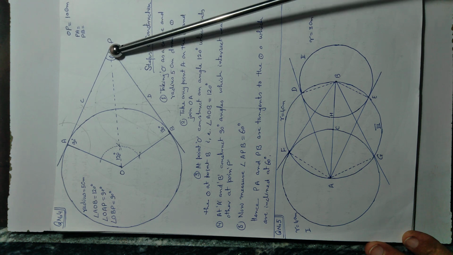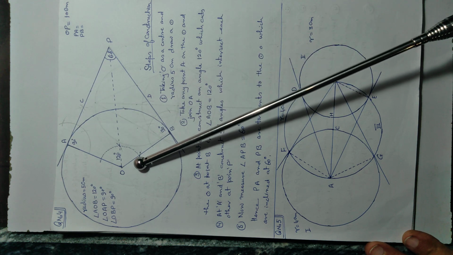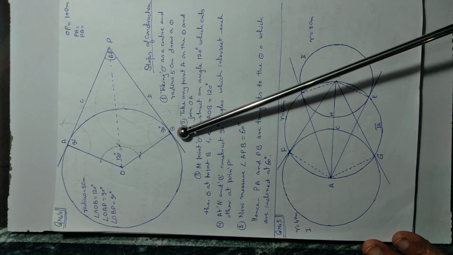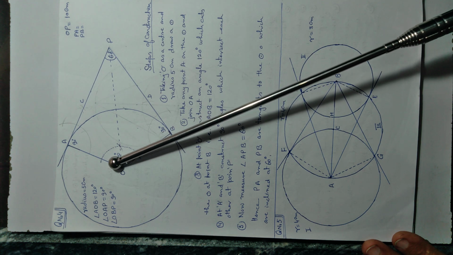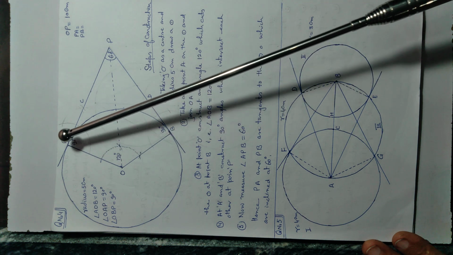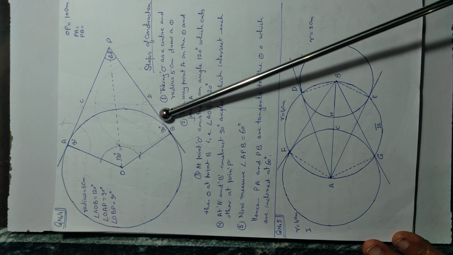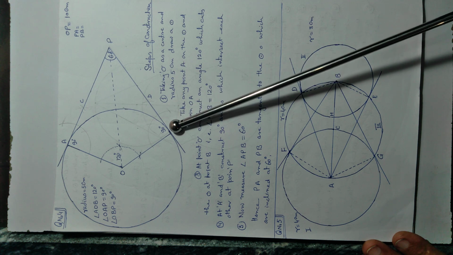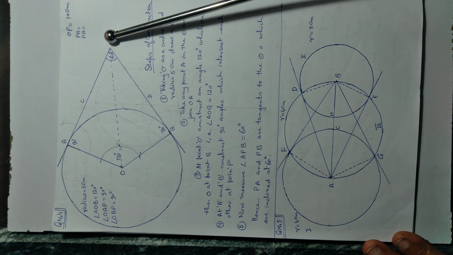Then just take any radius OA or OB and construct the angle equal to 120 degree. From A and B construct a right angle, which intersect each other at the point P.